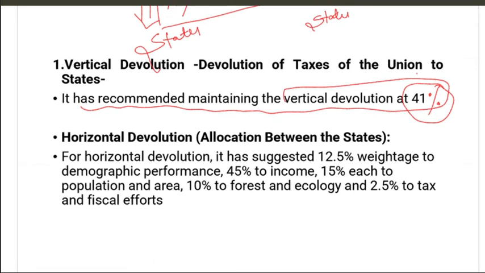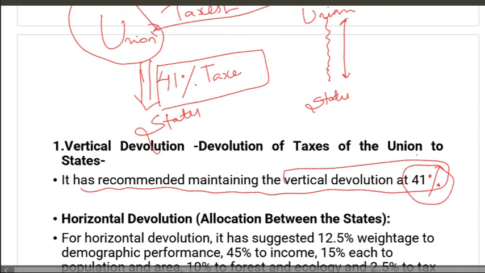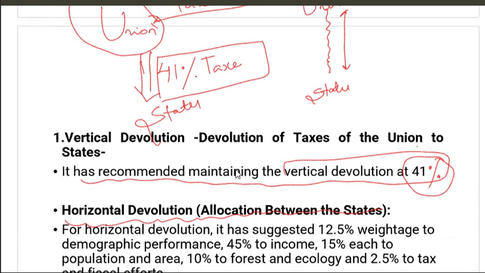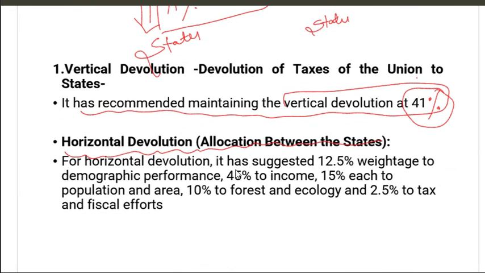Okay, we have received a lump amount from the Union. Then how will it be divided among states? That is what we call horizontal devolution. So there are a few things on which a state will be getting its share. Okay, what are those things?